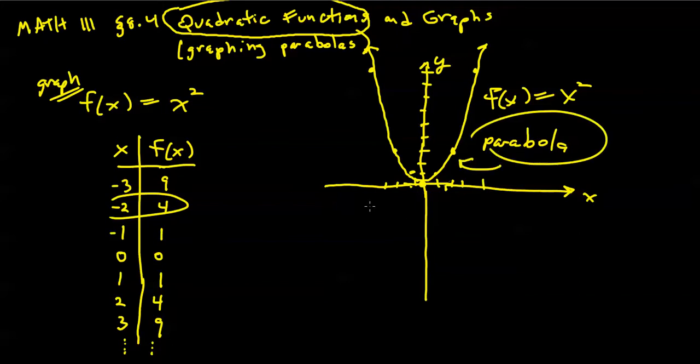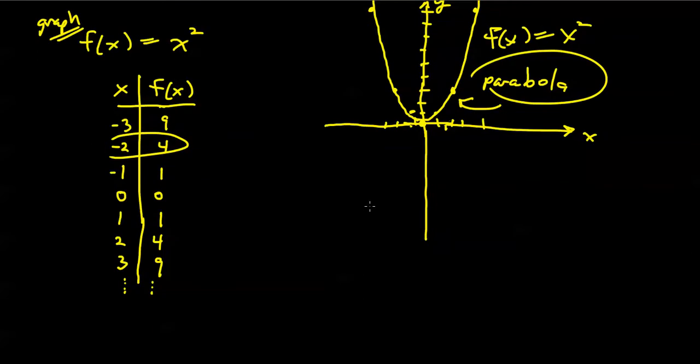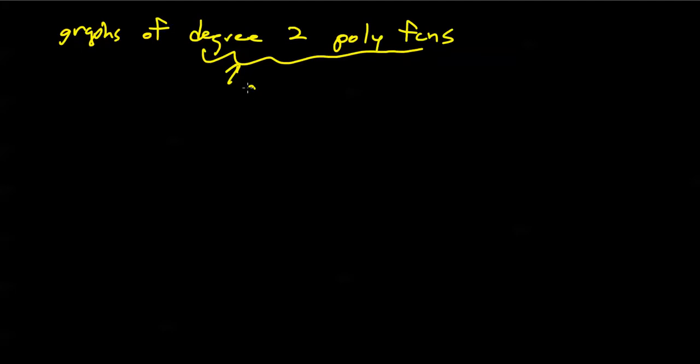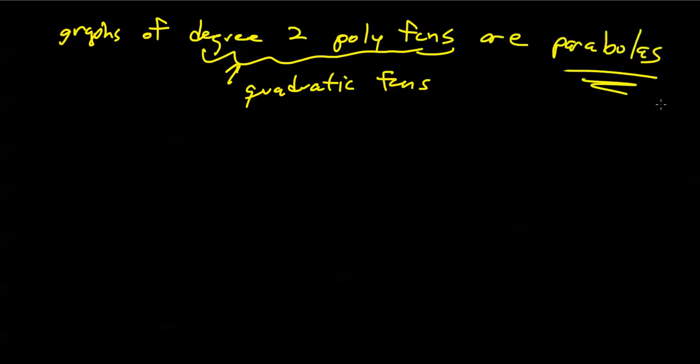The long and short of it is a graph of a degree 2 polynomial will always give you a parabola. Let me write that down. Graphs of degree 2 polynomial functions. Remember, degree 2 polynomial functions are what the book calls quadratic functions. And these things are parabolas in the xy plane.